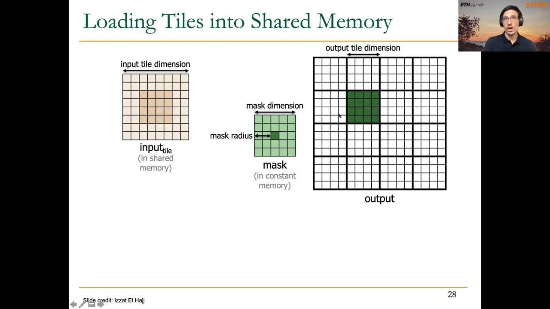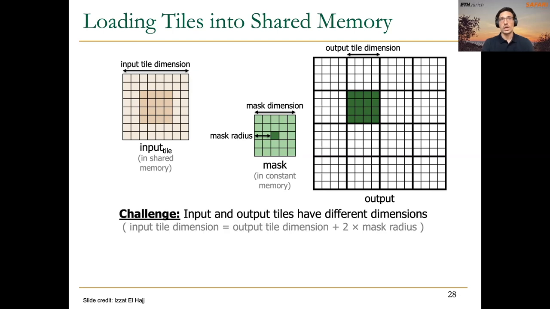And why is that? Because we are using a mask. In this case, the mask is 5 by 5. In order to calculate each element of the output tile, for example this one, we also have to use some elements from the input that are outside of the dimensions of the output tile. So that's why the input tile dimension is, in this example, significantly larger than the output tile dimension. And that's only because of the mask and the mask radius. So input and output tiles have different dimensions. The input tile dimension is equal to the output tile dimension plus 2 times the mask radius.